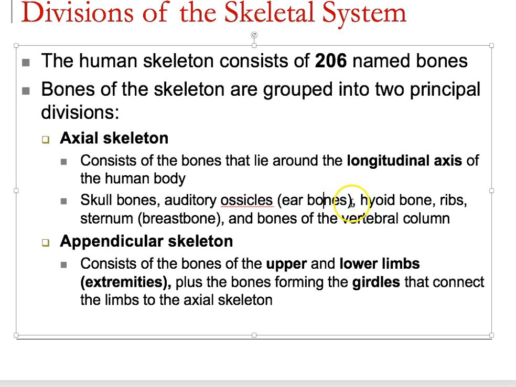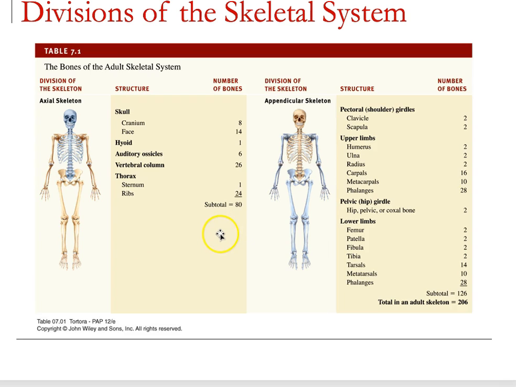Okay, so then I want you to know the hyoid bone, we just spoke about a moment ago, the ribs, the sternum, the breastbone, as well as bones of the vertebral column. And then in the next presentation, we'll talk about the appendicular skeleton. Let's take a look at how your textbook represents it to you.